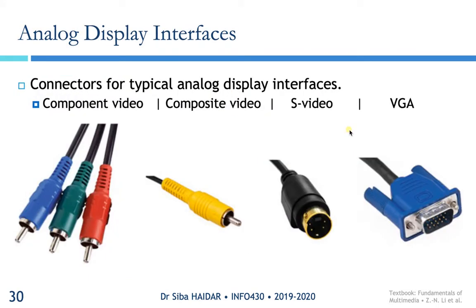So the analog display interfaces, we have connectors for typical analog display interfaces, and we study 4 of them. First, we will see the component video. You see here the three cables, and the composite video, which is all in only one cable, one signal, and the S video. Okay, this separates the luminance and the chrominance, and lastly the VGA.